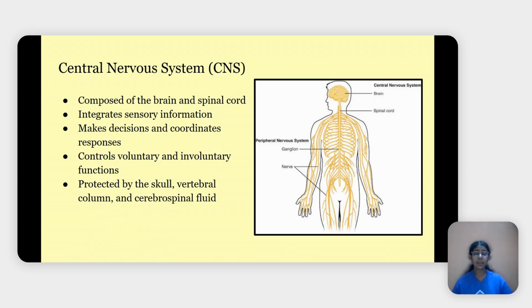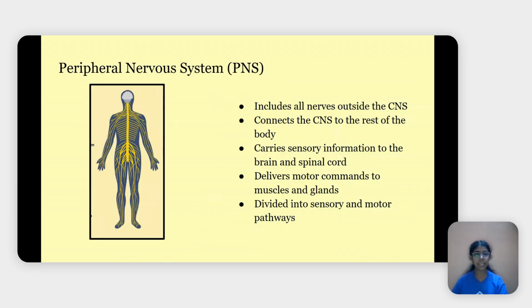As we said in Module 1, the nervous system is split into the CNS and the PNS. The CNS is composed of the brain and the spinal cord. It integrates sensory information, makes decisions and choices, coordinates responses, controls all voluntary and involuntary function, and is protected by the skull, the vertebral column, and the cerebrospinal fluid. The PNS includes all nerves outside of the CNS. It connects the CNS to the rest of the body and carries sensory information to the brain and spinal cord. It then delivers motor commands to muscles and glands.